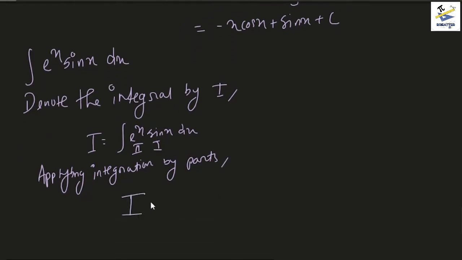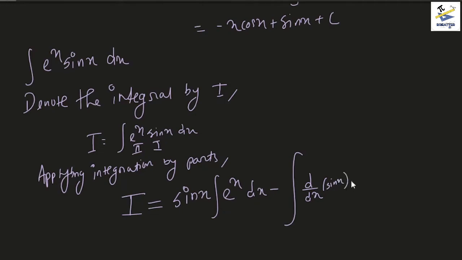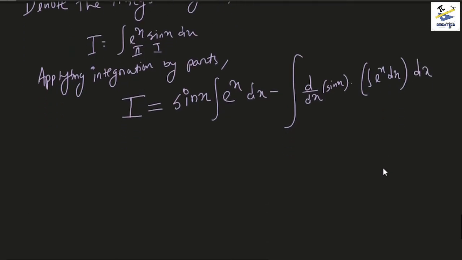what we have is this: I is equal to sin x into integral of e to the power x dx minus integral of d/dx of sin x into integral of e to the power x dx, dx, right? So what we do get is integral of e to the power x is just e to the power x, so it becomes e to the power x sin x minus differentiation of sin x is cos x, so cos x into e to the power x dx.